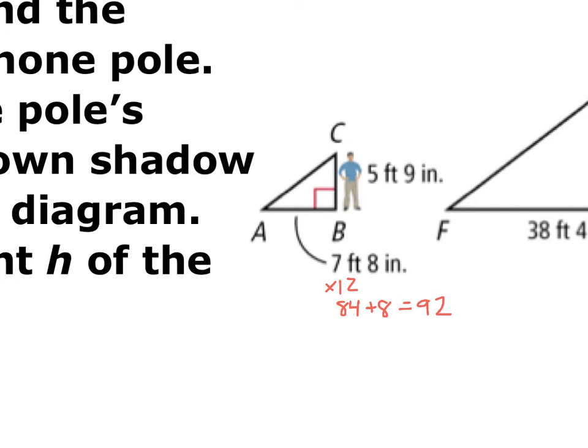Okay, so the next one, we have 5 feet. We multiply the 5 by 12, and we get 60 plus 9, 69. How many inches are in a foot? 12. So that's why we do times 12.